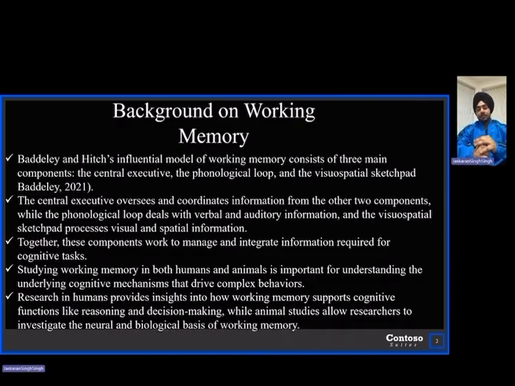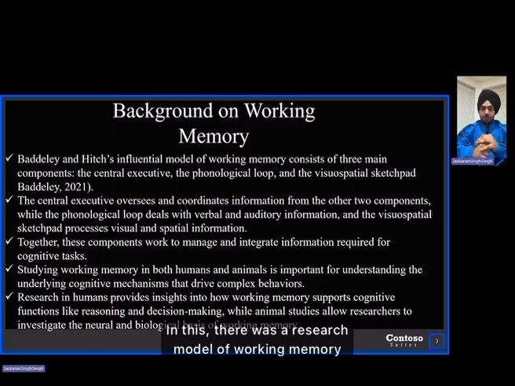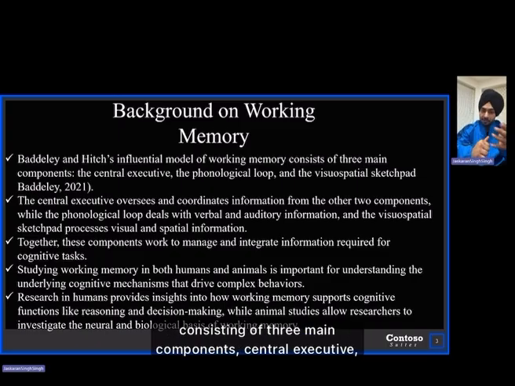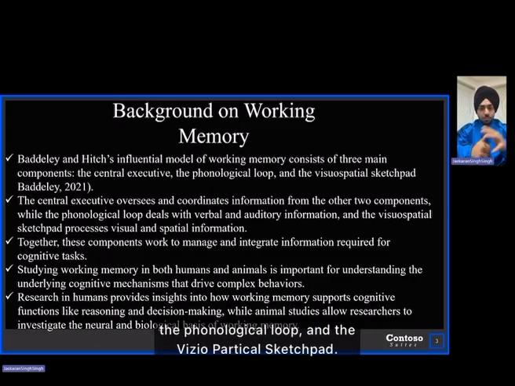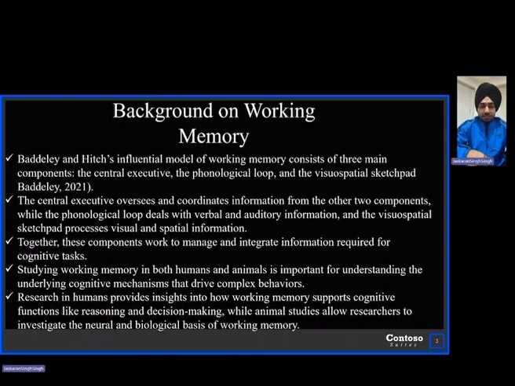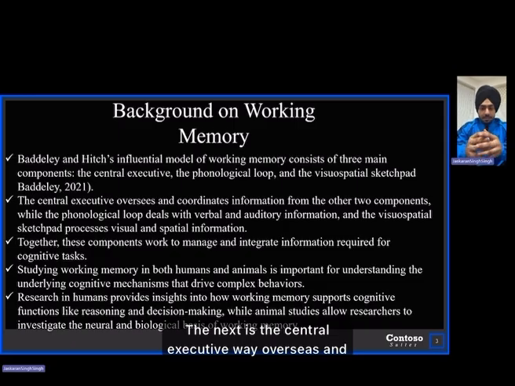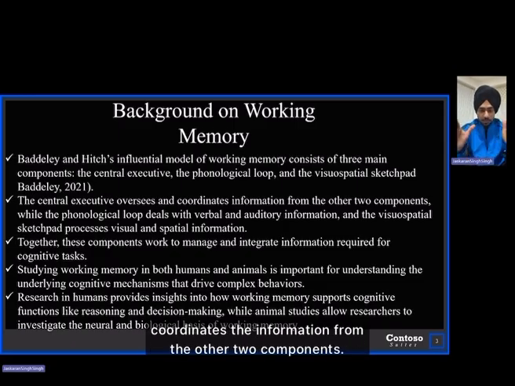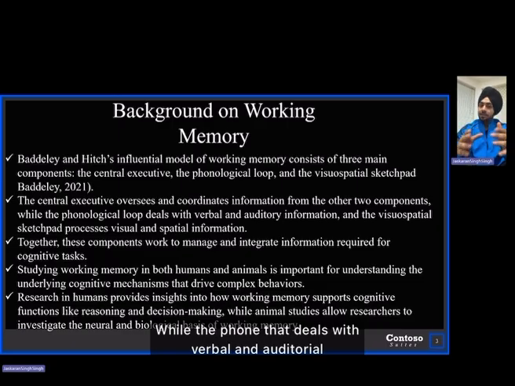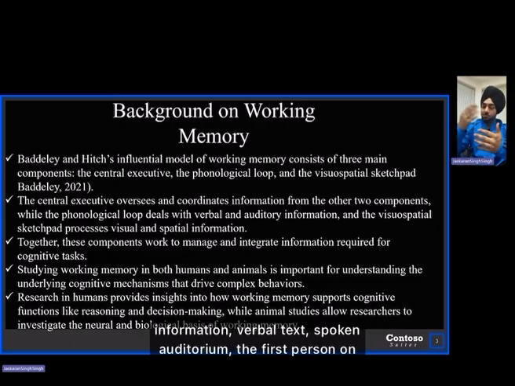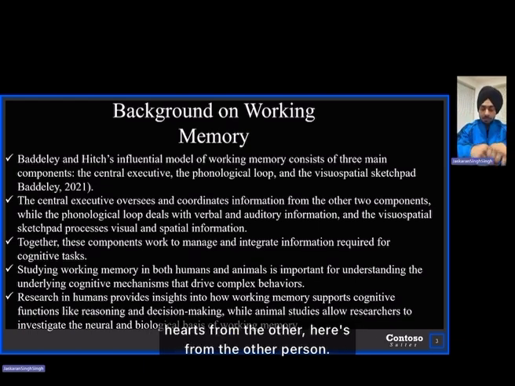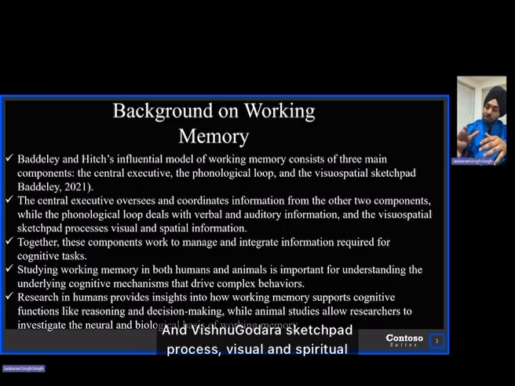In this, there is a research model of working memory consisting of three main components: the central executive, the phonological loop, and the visuospatial sketchpad. The central executive oversees and coordinates the information from the other two components, while the phonological loop deals with verbal and auditory information. Verbal is what is spoken, auditory is what one hears from another person, and the visuospatial sketchpad processes visual and spatial information.